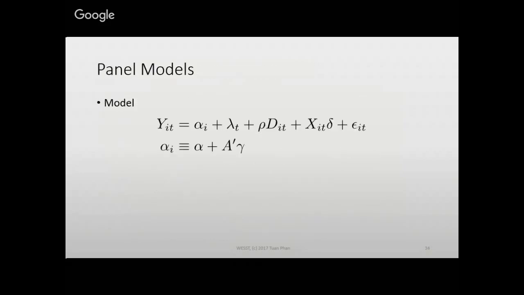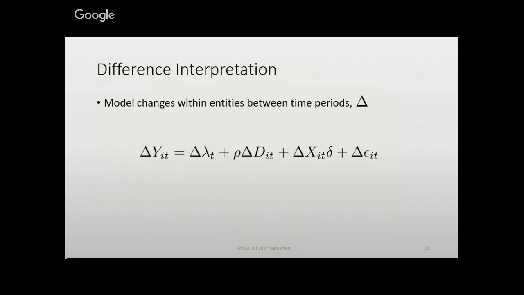Okay. So that's our estimation model, cleaned up a little bit. It's the same thing as the previous slide. And so then we can also model the differences. This is the change over time between 2 time periods. So the change in y is the change in the lambda, the time variance, plus the treatment and the change from one period to the next period, and also the change in the x's. Okay, so this is a slightly different interpretation using difference models.